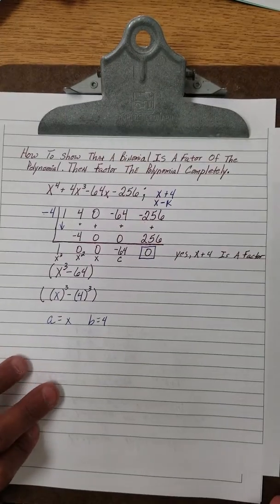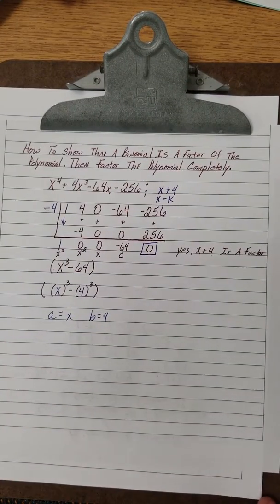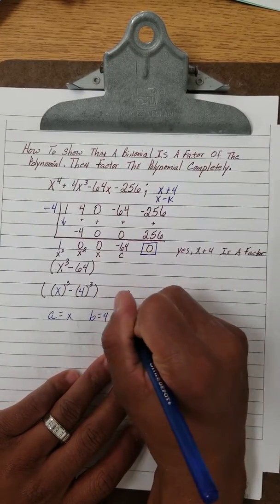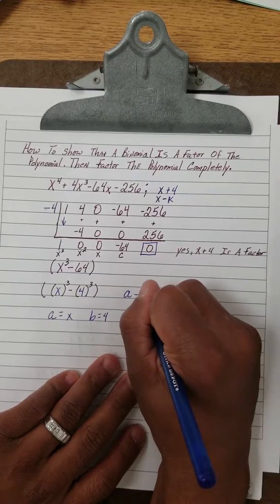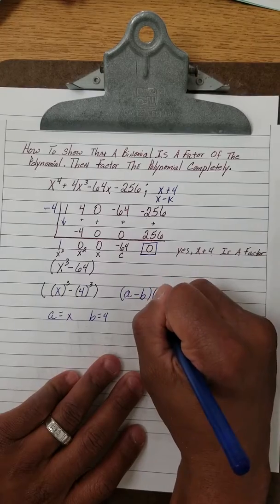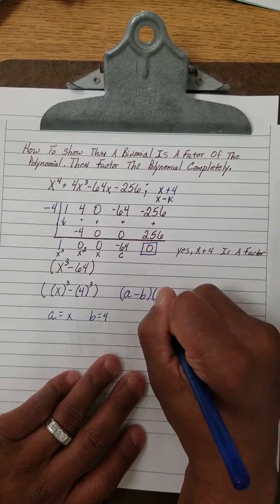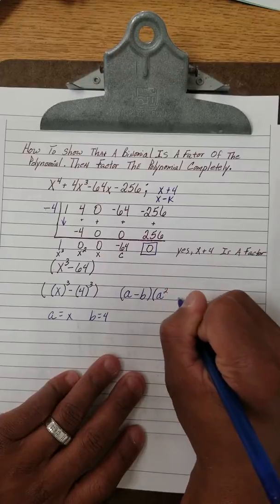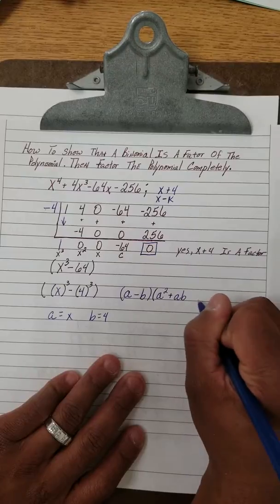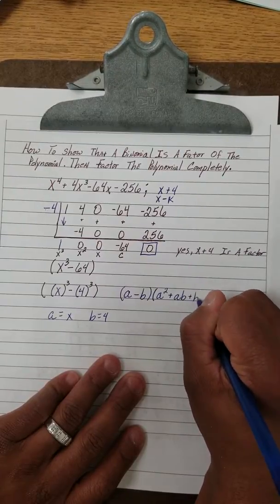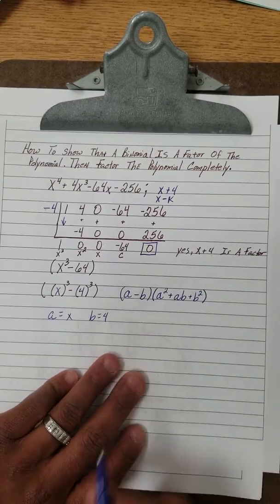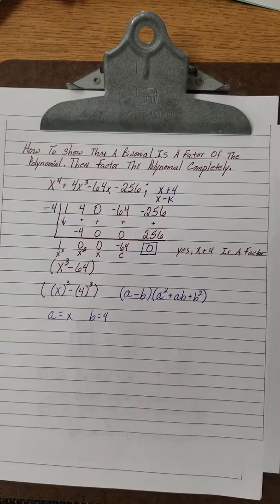Now, the pattern for factoring perfect cubes is as follows. Take the first term, because it's a minus, we put minus here, the second term. If it was plus, we'll put plus. Times the first term squared, plus the first term times the second term, plus the second term squared. This is the pattern to factoring perfect cubed binomials.